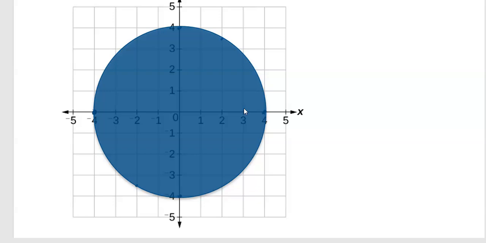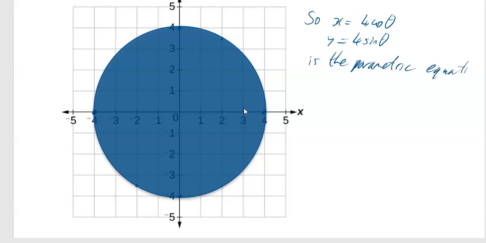So we will see this again in your notes later on, but we're going to look at this stage why we have it. So x is equal to 4 cos theta, y is equal to 4 sine theta, is the parametric equation of a circle, center the origin, and radius 4. Okay, that hasn't shown why that is the case.